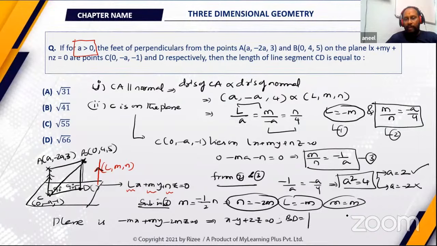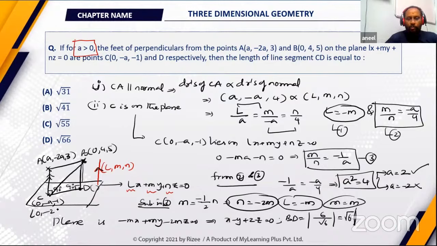You know the formula for perpendicular distance? It is substitute the point in the plane. So 0 minus 4 plus 10, that is 6 by root 6, which is nothing but root 6. So BD we got. Now because CA you have got it as 2, the point C would become 0 minus 2 minus 1. And because this is hypotenuse, you can find out the length of this BC length.